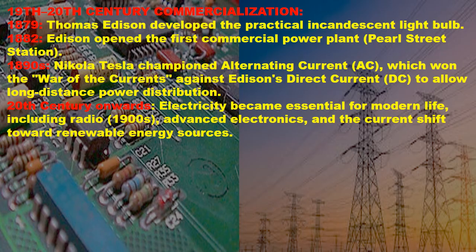Prior to that, DC was the only power source that they used, but after AC was invented by Nikola Tesla, that's where AC power comes in, so we can have AC power generation and long distance power distribution because of Tesla's invention of AC current. In the 20th century onwards, electricity became essential for modern life, including radio. In the 1900s, advanced electronics and the current shift towards renewable energy sources.